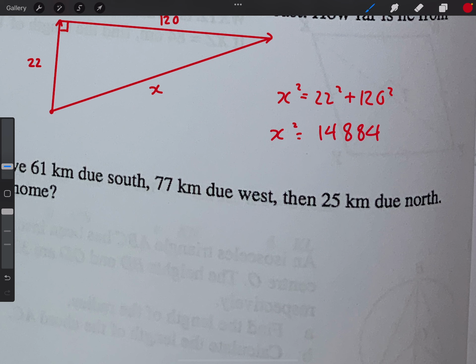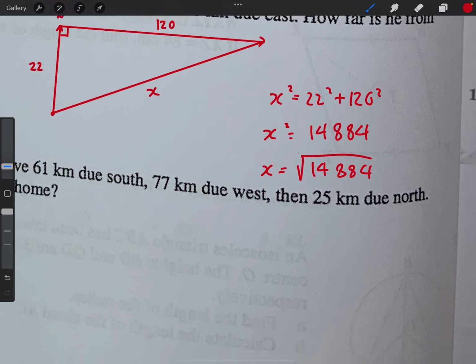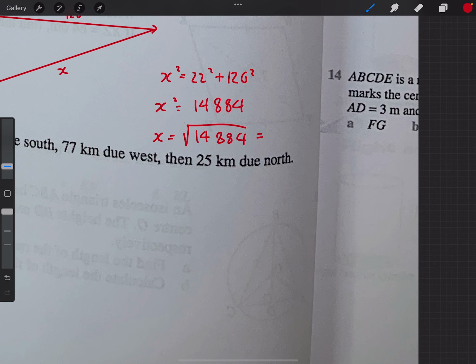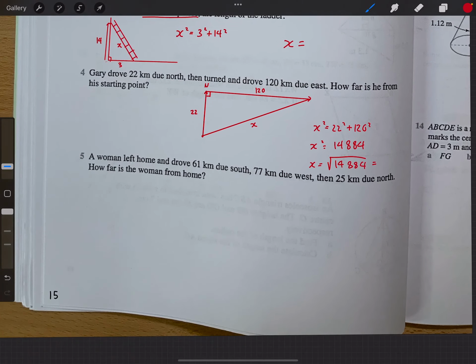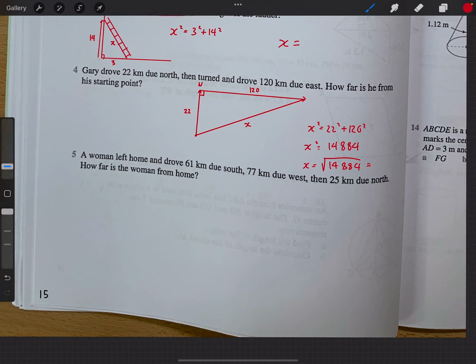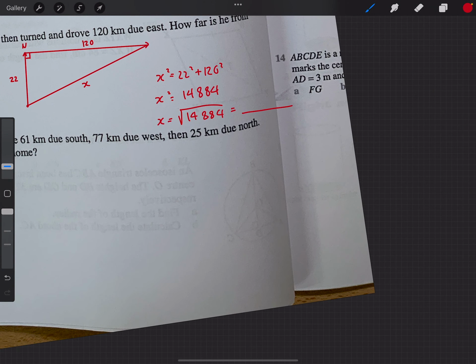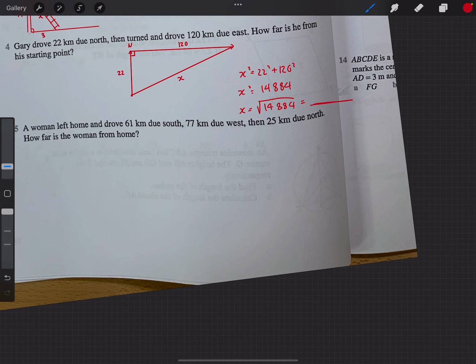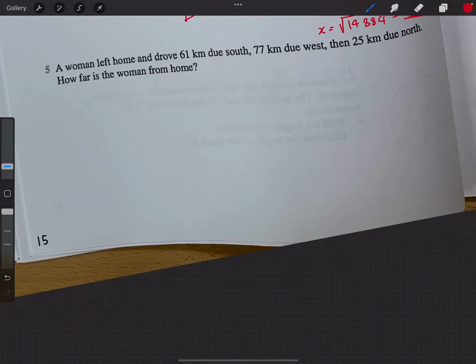So therefore x is equal to the square root of 14,884, and you get the answer in kilometers. It says, how far is it from the stone? So just give it to the nearest kilometer. That'll be fine. Alright. Question 5.